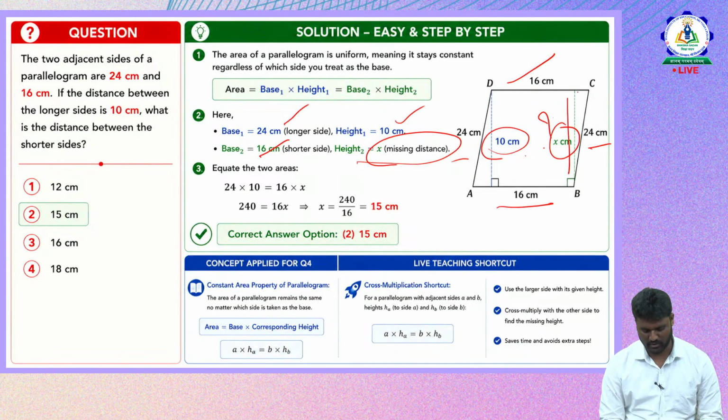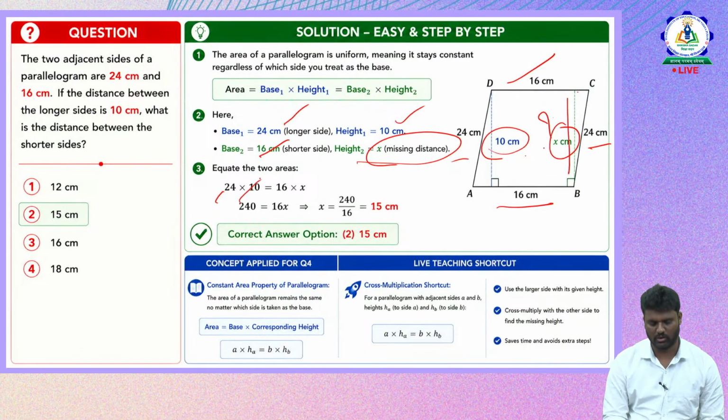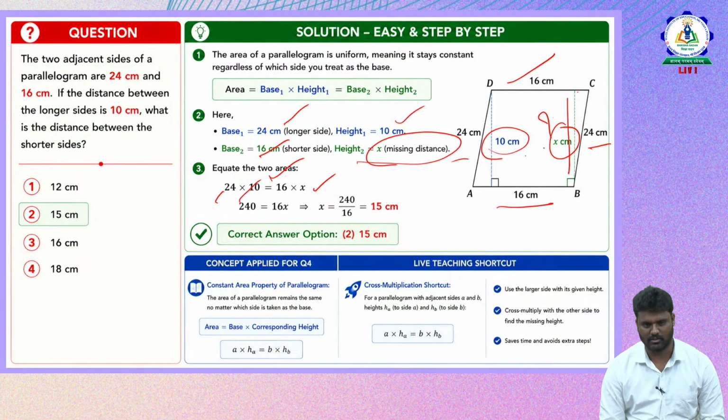So what will become here, 24 into 10. Base 1 value is 24, the height is 10. Then base 2 equals the base 2 value, which is 16 as given. They didn't give height 2, so we need to identify it. Let us assume that it is x. Now if you simplify this, let us see how much x will be. 24 into 10 is 240, and 16 into x becomes 16x.